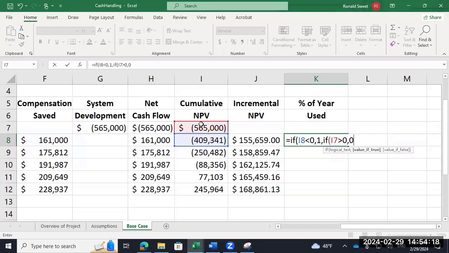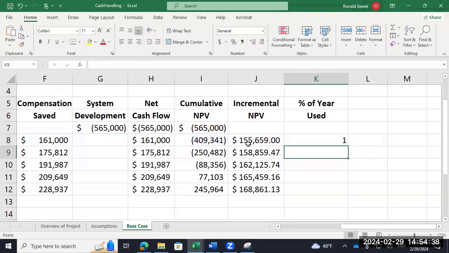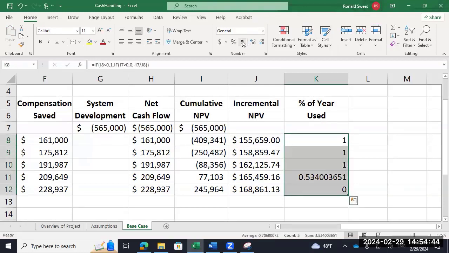All right. So in that case, what we're going to do is we're going to take this year's cumulative minus the previous year. I'll explain this when we get this. Our incremental net present value this year. Now, I'm not 100% this will work, but we'll see. We should get a 1 if I did that right. We'll know as we go down. Yeah, that does look correct.